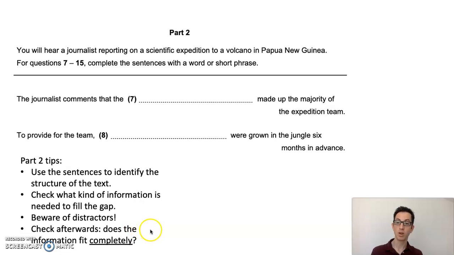For example, if we go back to gap 7 and we wrote "the TV crew", that would not be correct and the mark would not be given. And the reason for that is that the article "the" is already given within the sentence. So only "TV crew" would be correct and get the mark here. So do a final check to make sure that the information really does fit.